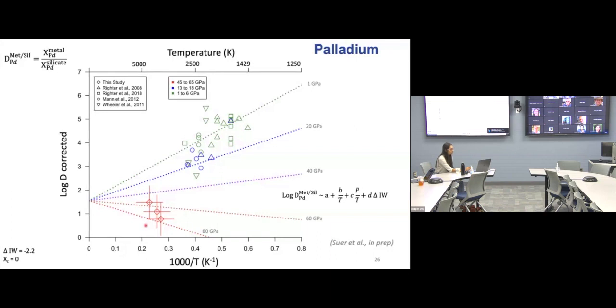And we carried out our fit to a functional form. And then we were plotting here these isobars to show how the partition coefficient would have evolved under different conditions of pressures and temperatures. And to first order, we can see that palladium becomes less iron loving under the conditions at which the Earth's core formed.